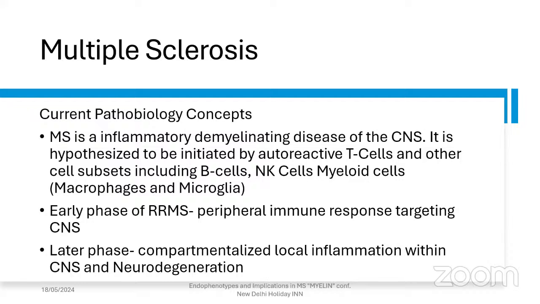It is hypothesized to be initiated by autoreactive T cells and also other cell subsets, including B cells, NK cells, and myeloid cells, that is macrophages and microglia. The early phase of relapsing remitting MS is characterized by a peripheral immune response targeting the central nervous system. The latter phase is compartmentalized local inflammation within the CNS and neurodegeneration, which I'll show you in a couple of slides.